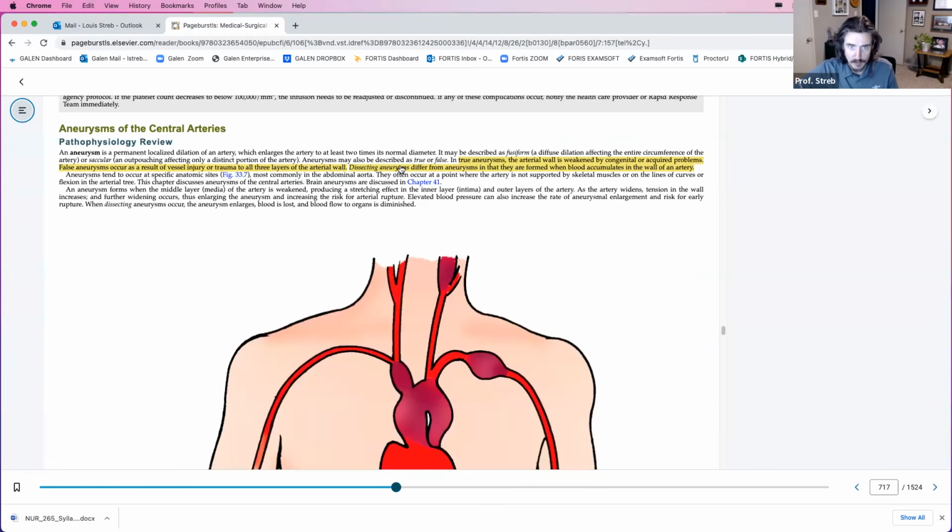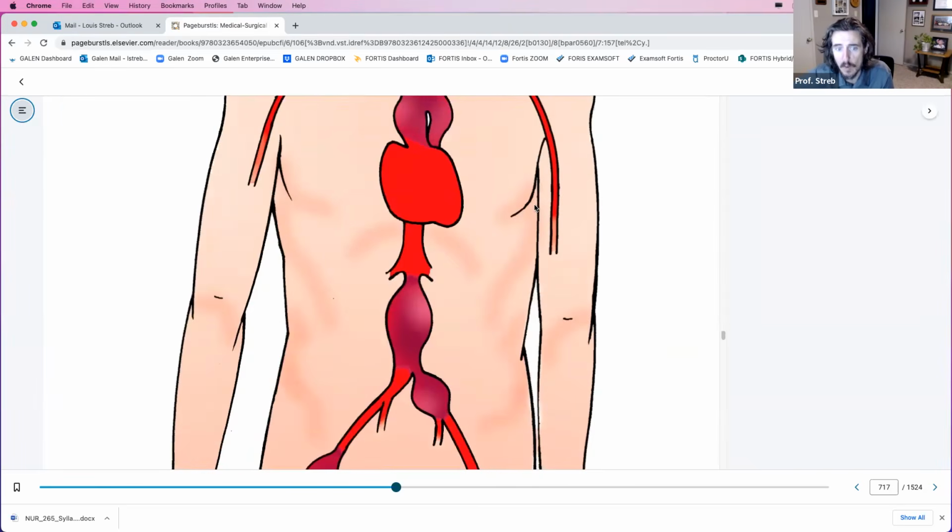A dissecting aneurysm is one we worry about because it is formed when blood accumulates in the wall of the artery. And as that blood starts to accumulate in the wall of that artery, it starts to dissect and burst. So we'll get in there in a minute. I would just want you to get an idea of what an aneurysm is and how they can be problematic and why they're problematic.